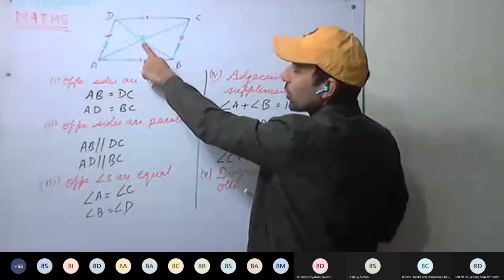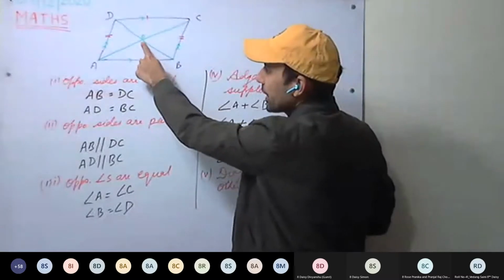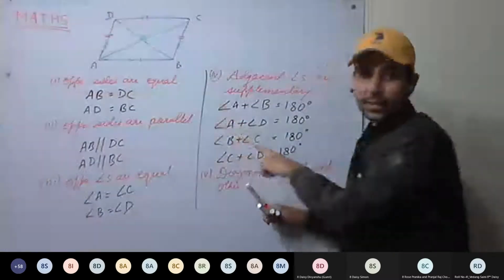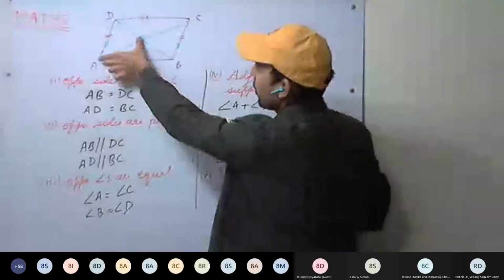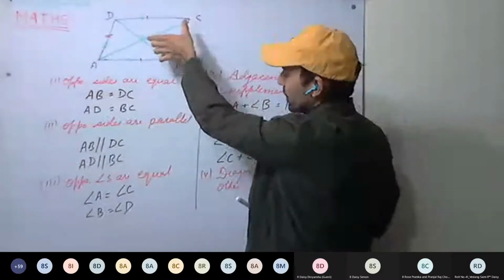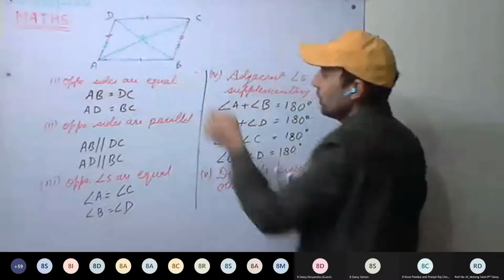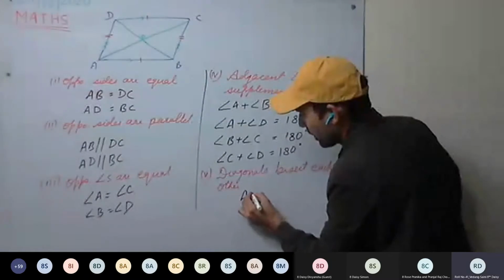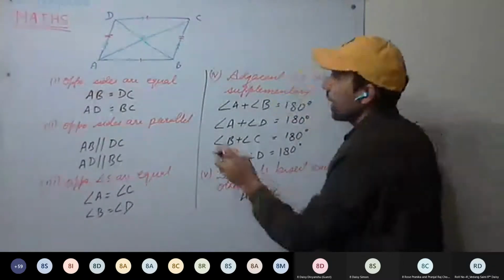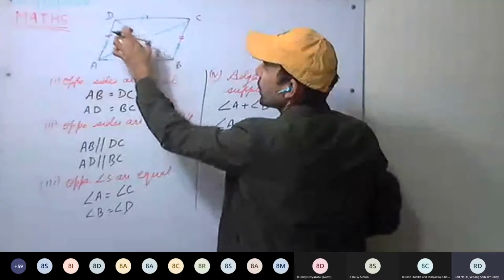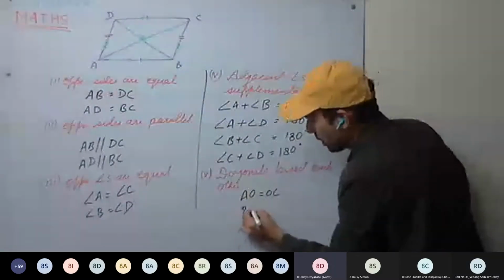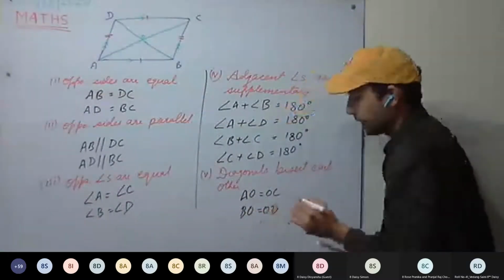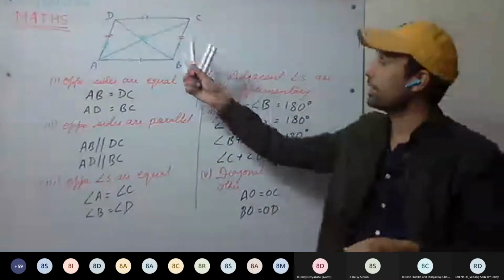So the diagonals are crossing each other, they are cutting each other. And when they cut, they bisect each other. It means AO equals OC, and BO equals OD. This is clear. Are the diagonals equal?